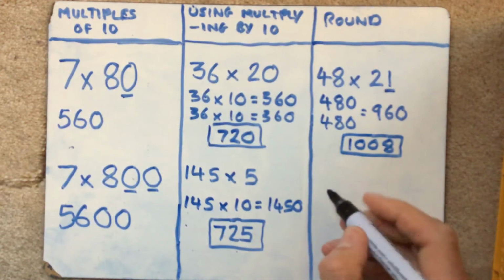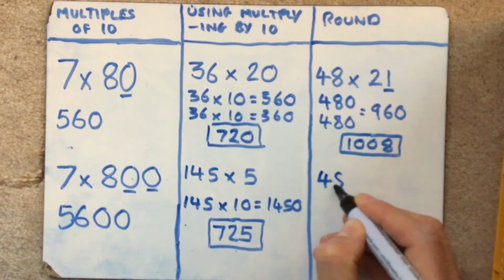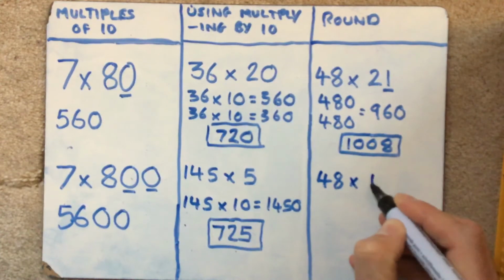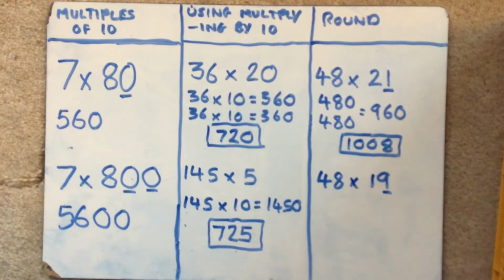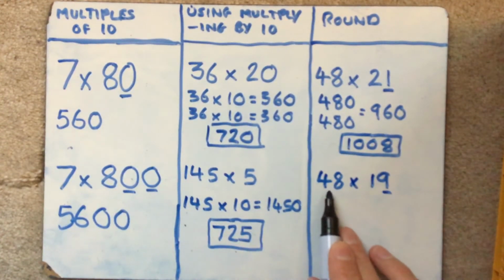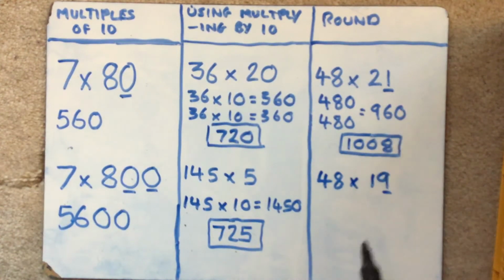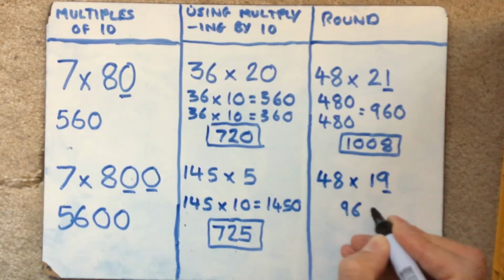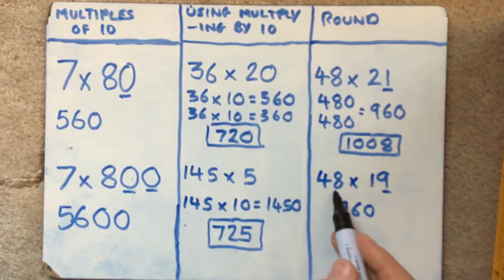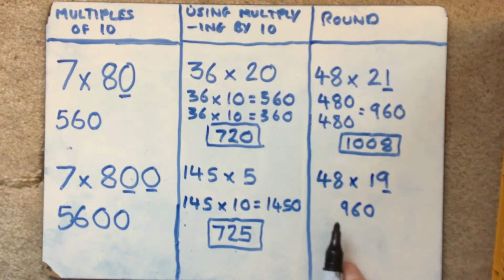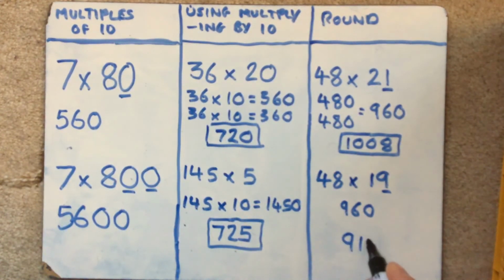And then let's just try rounding the other way. Let's use the same number, 48, multiplied by 19 this time, so sort of rounding down. And I'm going to do 48 multiplied by 20, which I did here, which was 960. So the same process, but this time it's 48 less. So I'm subtracting 48 from 960. So 960 subtract 40 would be 920, and then subtract 8 would be 912, I think.